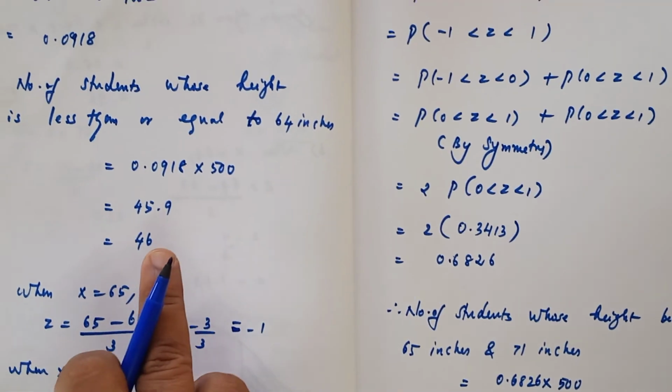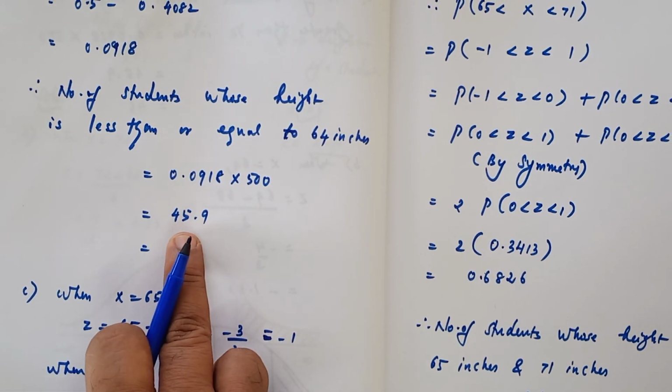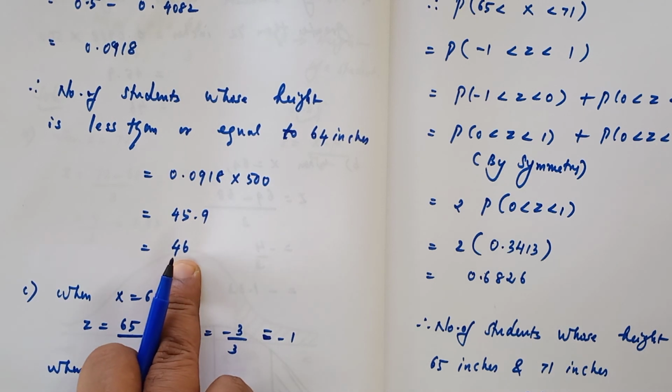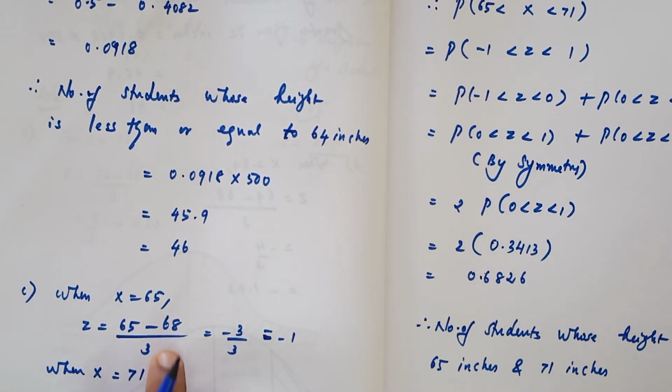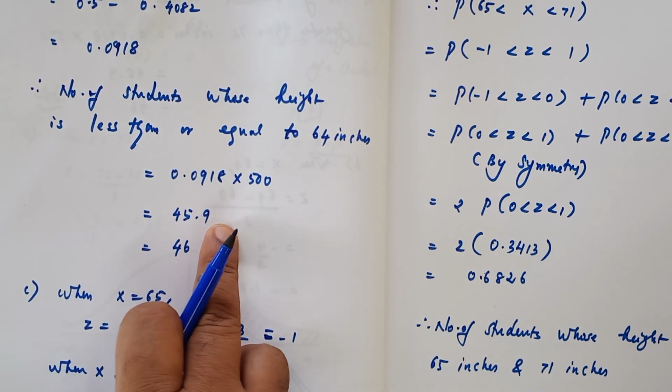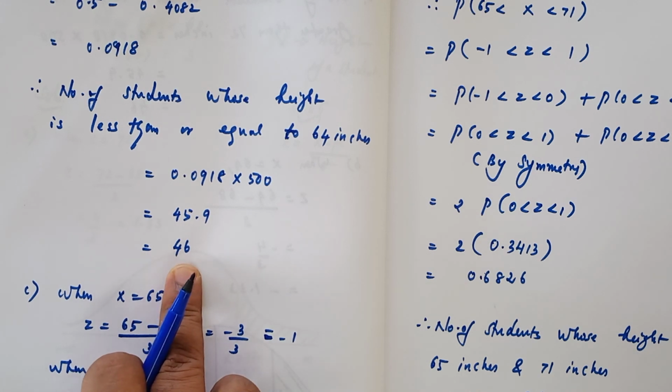Even here we got 45.9. Whether it is 45.1 also, you take 46 only, remember. Because an excess over 45 means you take 46 only.